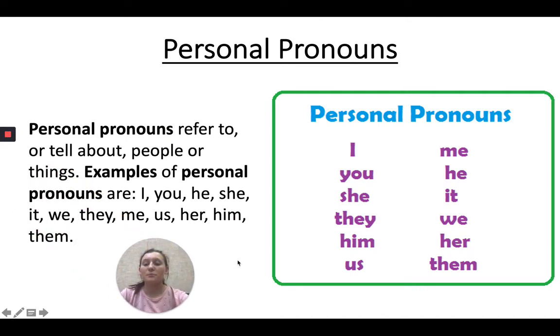So personal pronouns refer to or tell about people or things. Examples of personal pronouns are I, you, he, she, it, we, they, me, us, her, him, and them. These are all examples of personal pronouns that refer to people or to things.